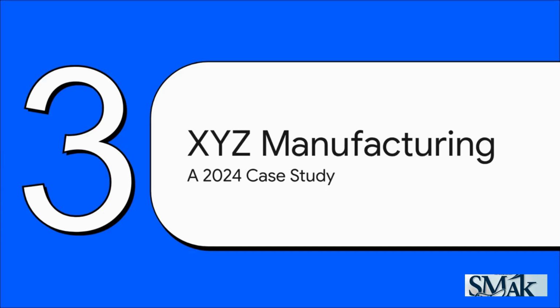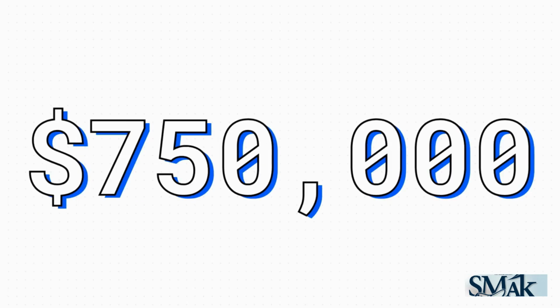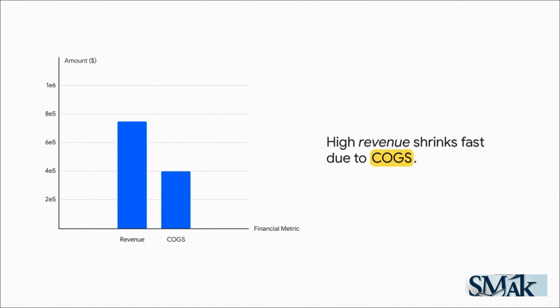Let's see this in action in section 3, case study, XYZ manufacturing. Let's set the scene here. So 2024, XYZ Manufacturing has a killer year in sales. They pull in a massive top-line revenue of $750,000. Honestly, seeing $750,000 roll through the door, that's a huge milestone for any business. But watch how fast that huge number shrinks.